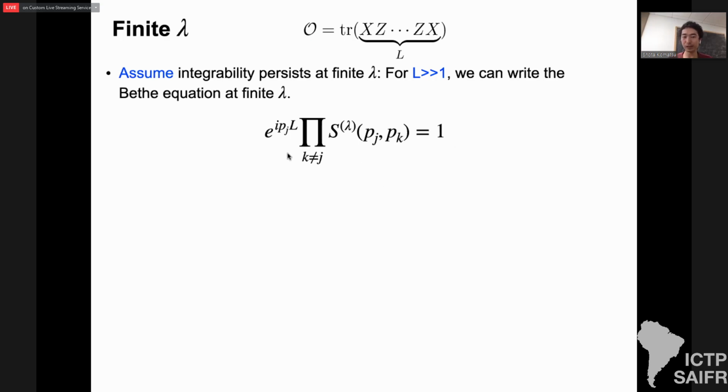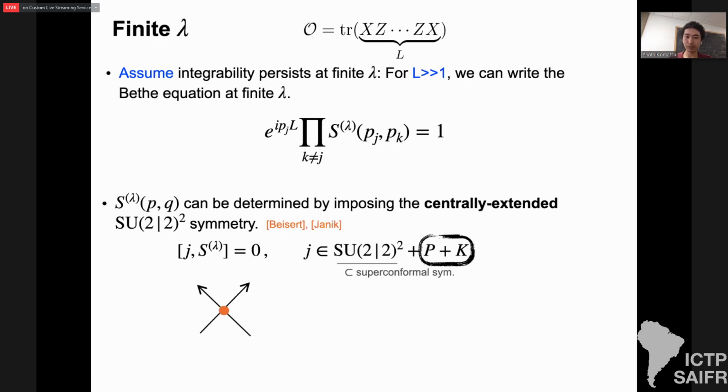However, to really use this equation, we need to determine this S of lambda, in particular the dependence on lambda. This problem was solved essentially by Beisert, who realized that S of lambda can be determined by imposing the so-called centrally extended SU(2|2)² symmetry, where the SU(2|2)² part is just a subgroup of the superconformal symmetry. This is surprising, because in ordinary quantum field theory, just imposing the symmetry is not enough to determine the coupling constant dependence. The magic here comes from the central extension, P and K. So let me tell you what they are.